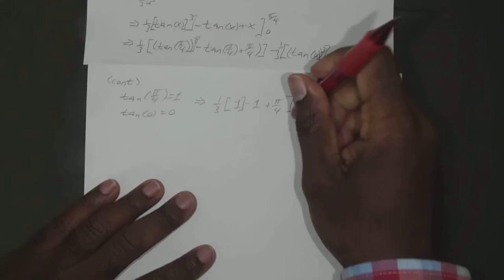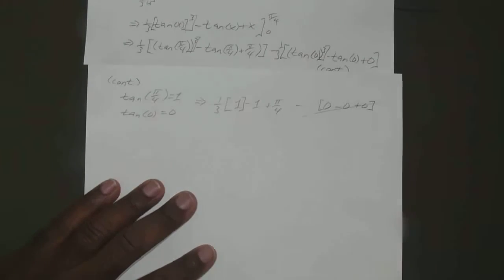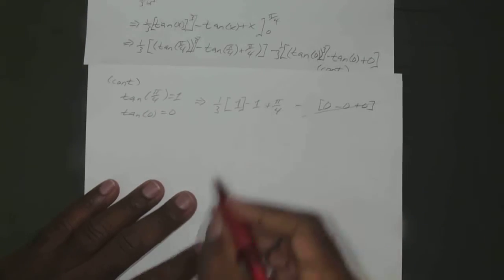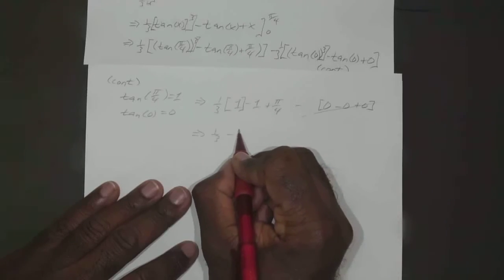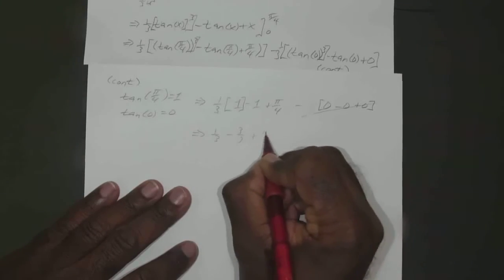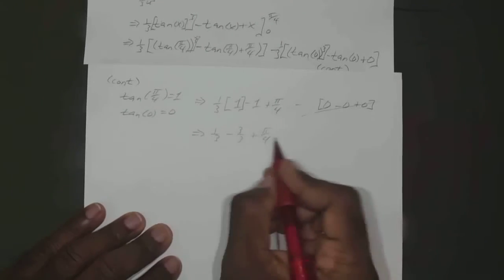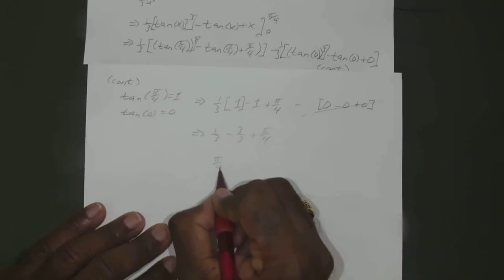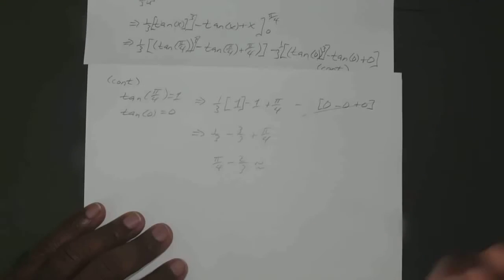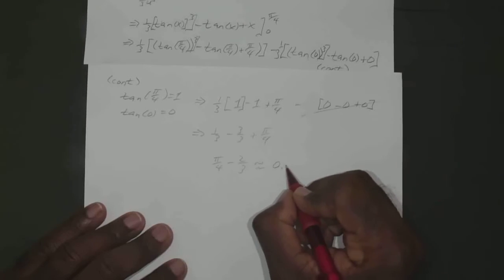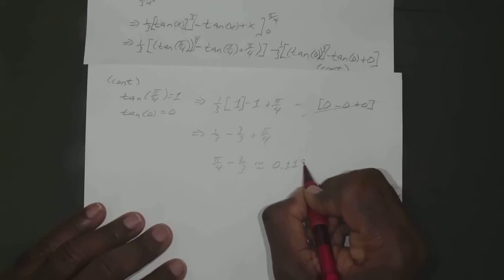All right, and actually we don't even need that. And that's just 0, so that disappears. So you end up with 1/3 minus 3/3 plus pi over 4, which is negative 2/3, so pi over 4 minus 2/3, which, plug that into your calculator, you should get 0.119. About that.